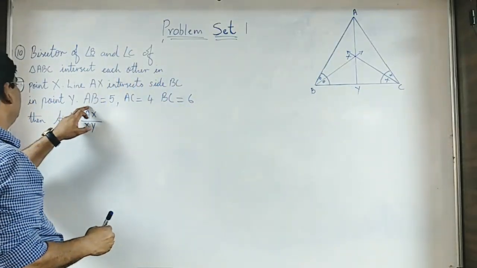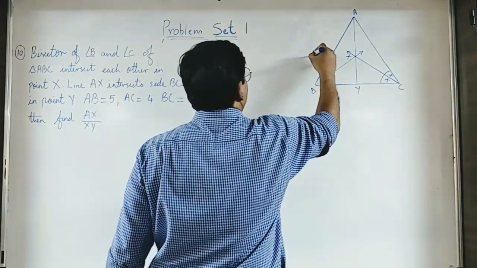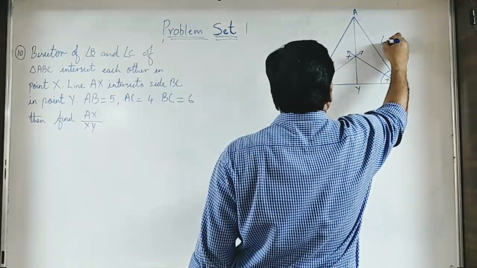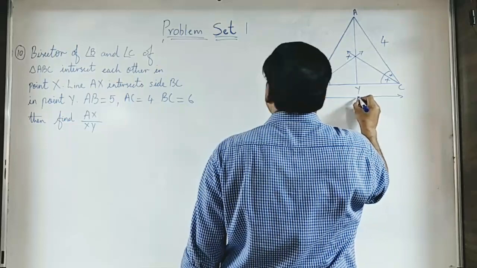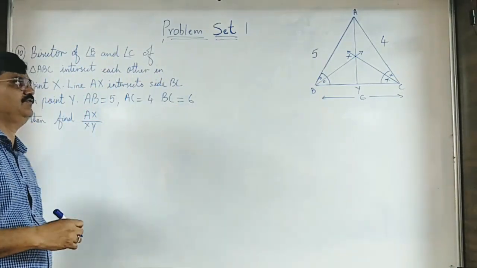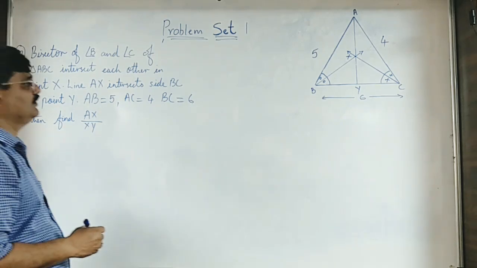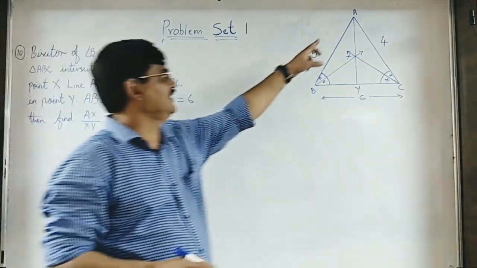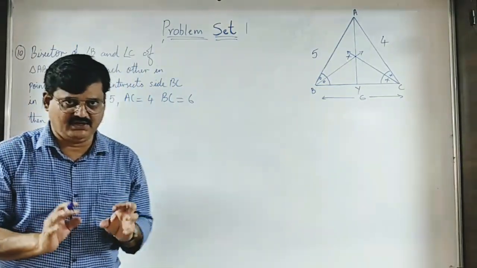They have given the value of AB as 5, AC as 4, and BC, the complete BC, they have given as 6 units. So we have AB 5, AC 4 and BC 6. We got it over there. They told us to find the value of AX upon XY, the ratio of AX upon XY. It's very simple, very easy.